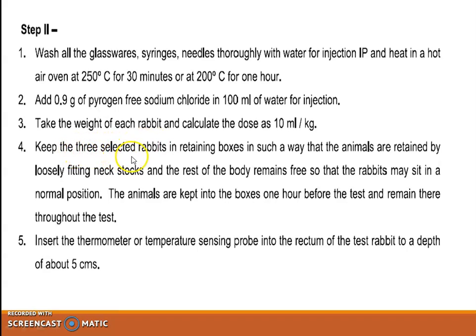Keep 3 selected rabbits in retaining boxes in such a way that the animals are retained by a loosely fitting neck stock and the rest of the body remains free, so that the rabbits may sit in the normal position. The animals are kept in the boxes 1 hour before the test and remain there throughout the test. Now, insert the thermometer or a temperature sensing probe into the rectum of the test rabbit to a depth of about 5 centimeters.